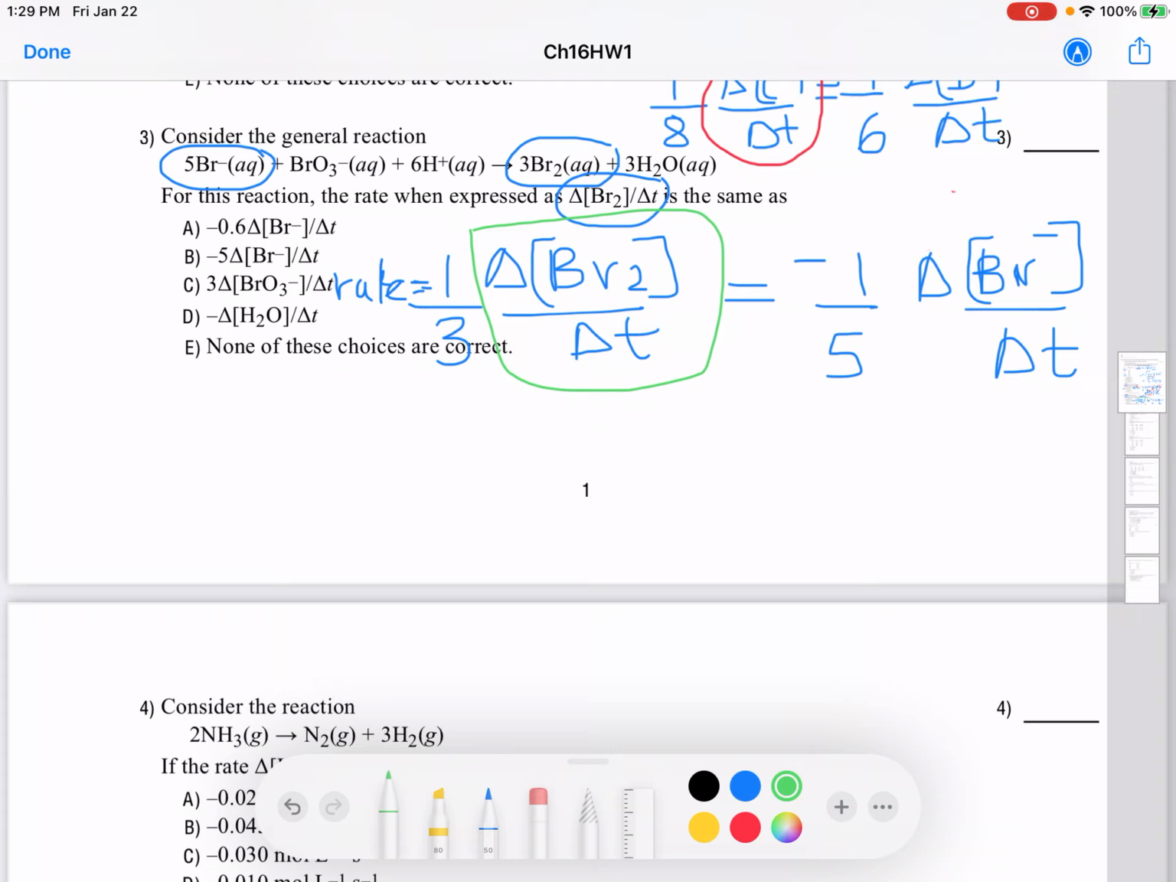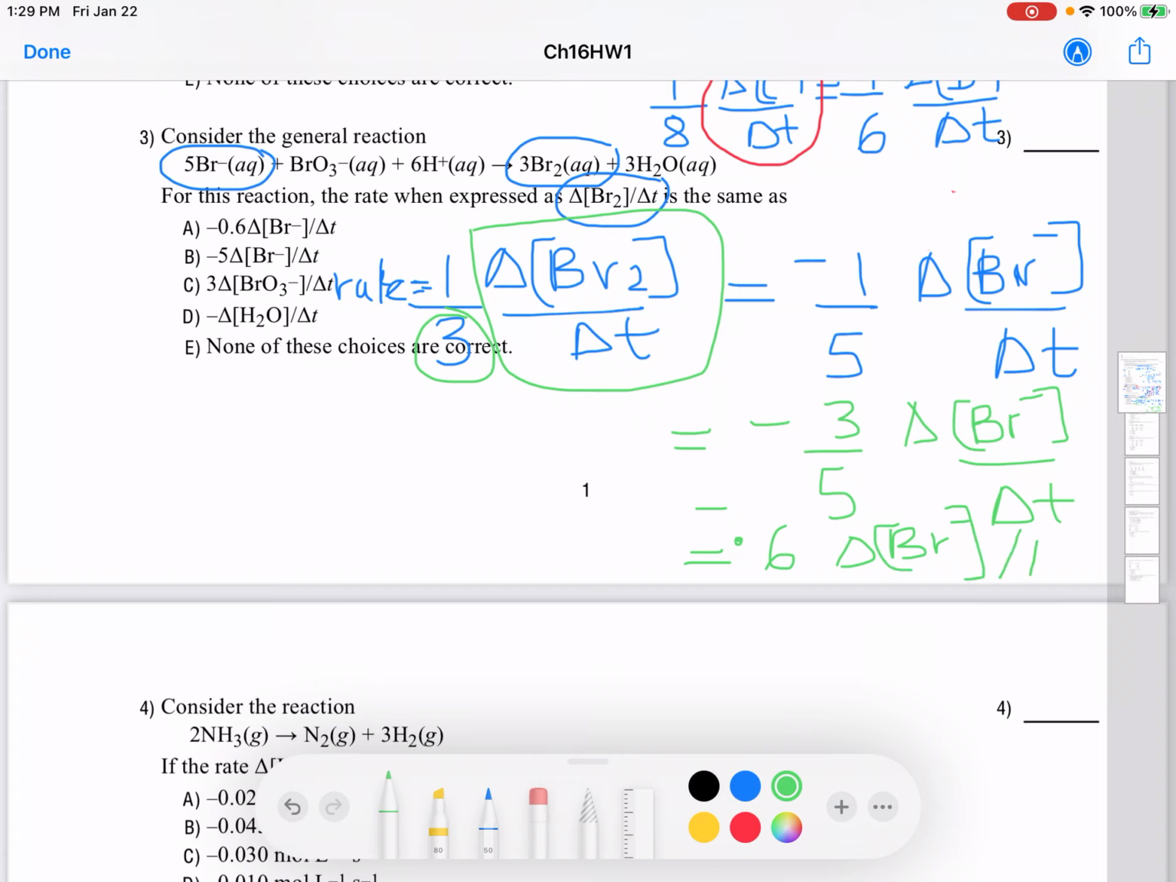Now here we have a 3, so this 3 we need to get rid of. Basically you multiply the whole equation by 3. So that would be negative 3 over 5 delta Br minus over delta T. What is 3 over 5? It's 0.6, so negative 0.6 delta Br minus over delta T. So we got the answer right away. So that's the correct answer.